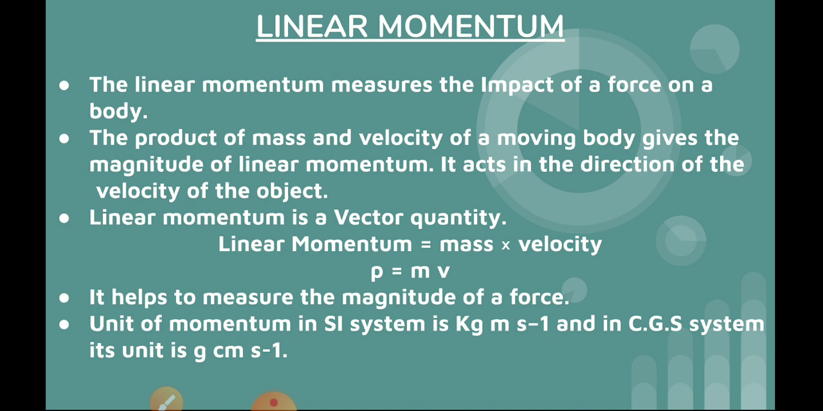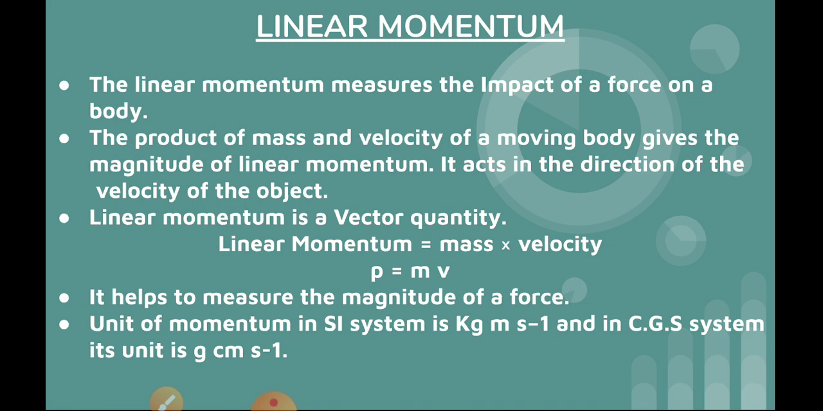The next topic is linear momentum. What is linear momentum? Linear momentum's main work is to measure the impact of force on a body. What is the impact of force on a body? How much force it is putting on a body to make movements. The product of mass and velocity of a moving body gives the magnitude of linear momentum. It acts in the direction of the velocity of the object.